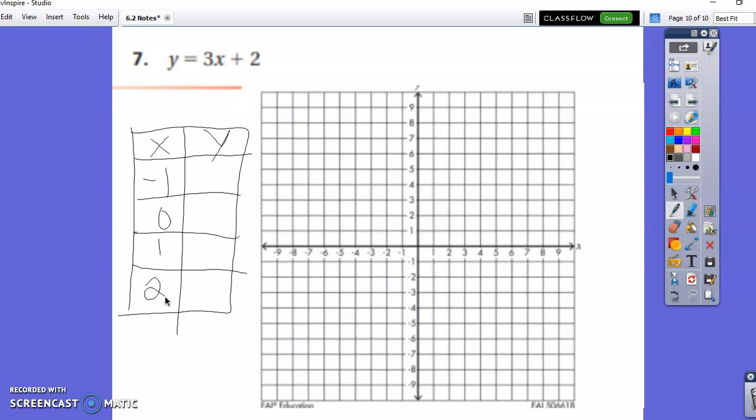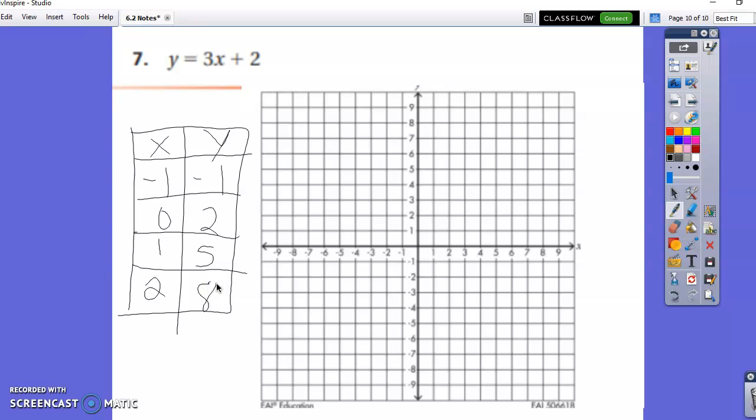All right, so I'm going to plug in negative 1. So 3 times negative 1 is negative 3. Negative 3 plus 2 is negative 1. Right? Negative 1. Yes. Okay, so then 0. 3 times 0 is 0. 0 plus 2 is 2. 1 times 3 is 3. 3 plus 2 is 5. 2 times 3 is 6. 6 plus 2 is 8.